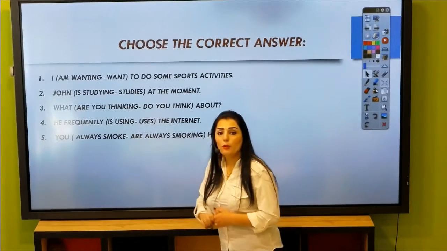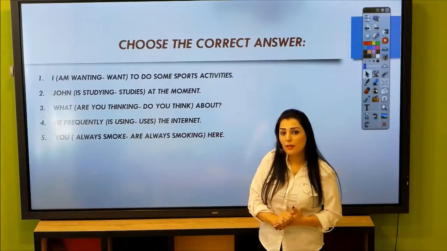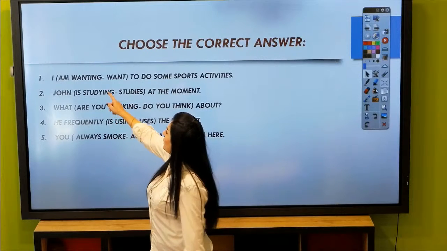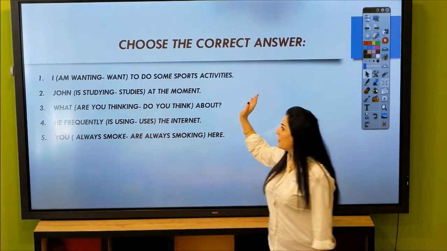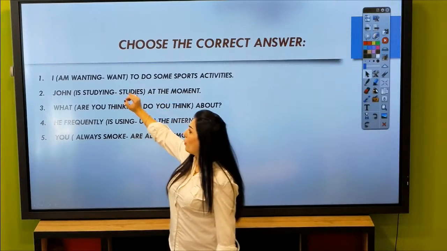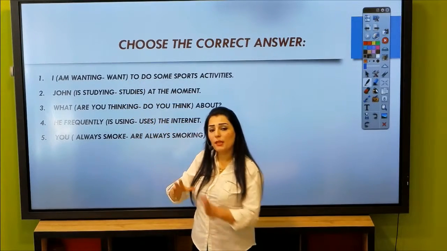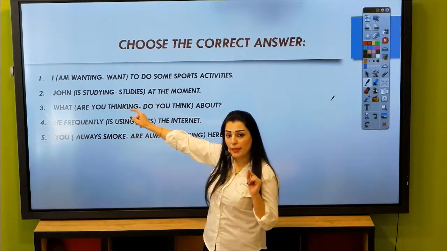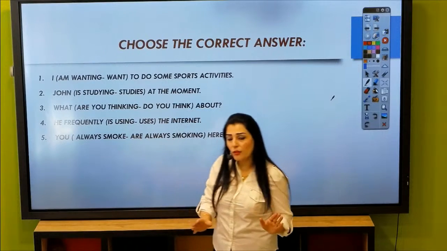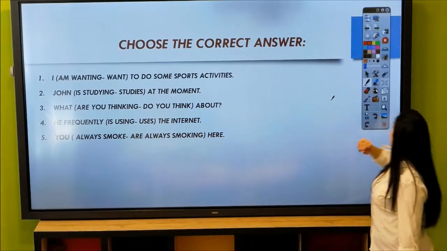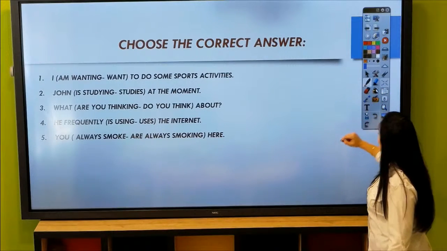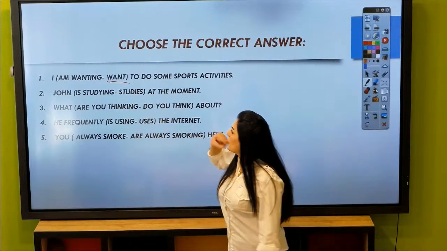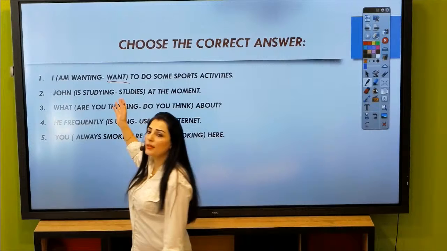Now, finally, we have a question about the tenses we have just learned about. Choose the correct answer. I am wanting or want to do some sports activities. So here we should put the verb want in the simple present or the present continuous. Want is a stative verb. It means that it doesn't take ing, so it comes always in the simple present. So here we solve it as want. So want is the correct answer.